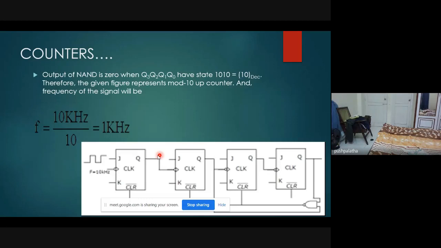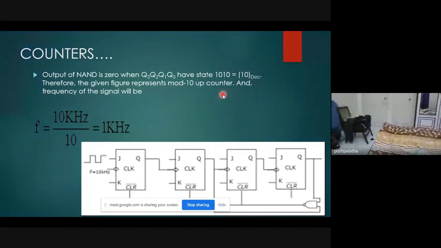If I consider that initially it is 0, when Q0 is 0, obviously here it is going to be Q1. I told you that it will invert the present state, so this is 1. When this is 1, it will toggle the state, which is 0. When this is 0, it will invert the present state, which is 1. So it is 1010, which I write as 10 in decimal. So it represents a mod 10 up counter.